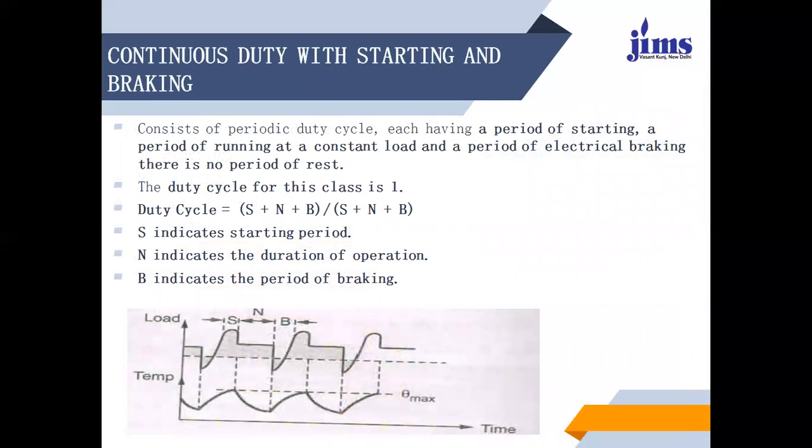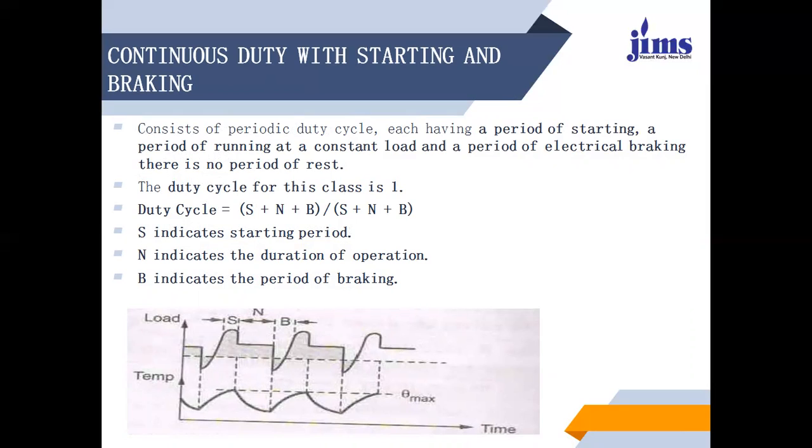Next is continuous duty with starting and braking. It consists of periodic duty cycles, each having a period of starting, a period of running at a constant load, and a period of electrical braking. There is no period of rest. The duty cycle for this class is 1, because the duty cycle is equal to (S plus N plus B) upon (S plus N plus B), so the ratio equals 1. Here S indicates the starting period, N indicates the duration of operation and B indicates the period of braking.